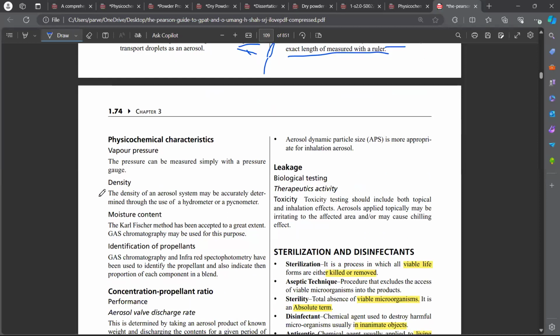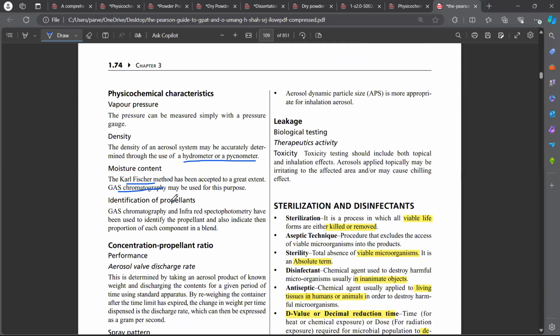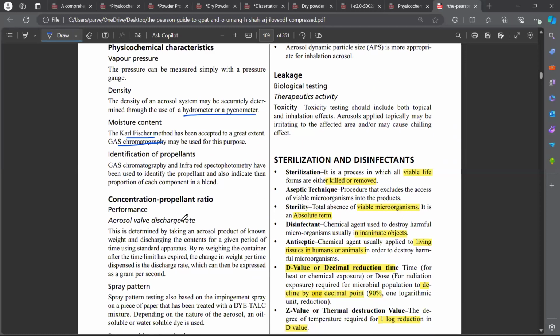So next, as I mentioned, the different properties. The vapor pressure is measured by the pressure gauge and the can punching device. Density is measured by the hydrometer or pycnometer. Moisture content by the Karl Fischer method. Gas chromatography is also used. Identification of propellants is by Karl Fischer titration and infrared spectroscopy.